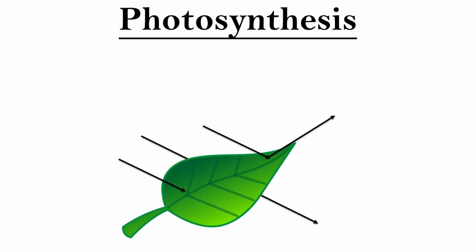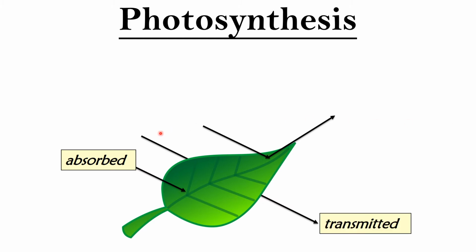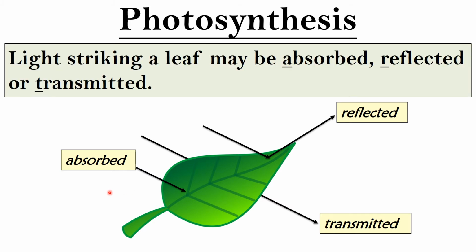So the first thing to say is that when you've got light coming from the sun, there are three things that can happen to it when it reaches the leaf. The first one is that it can be absorbed, and that is the light that will be used for photosynthesis. It can be transmitted, so this arrow denotes the light going straight through it, or it can be reflected. Okay, and it's the absorbed light that we're concerned about.